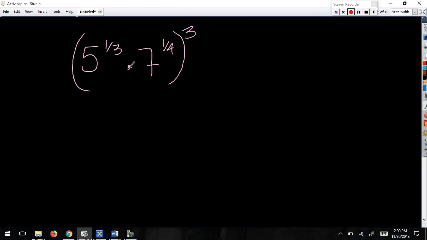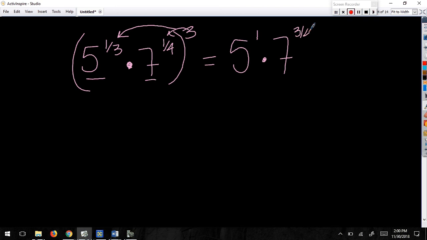You do, because you're multiplying inside, you do have to distribute. So this becomes, yeah, because the bases are different here, so you can't add the exponents. Okay? So 1/3 times 3 is what? 1. And 1/4 times 3 is? What is 3 times 1/4? 3/4. That's all you can do with it.